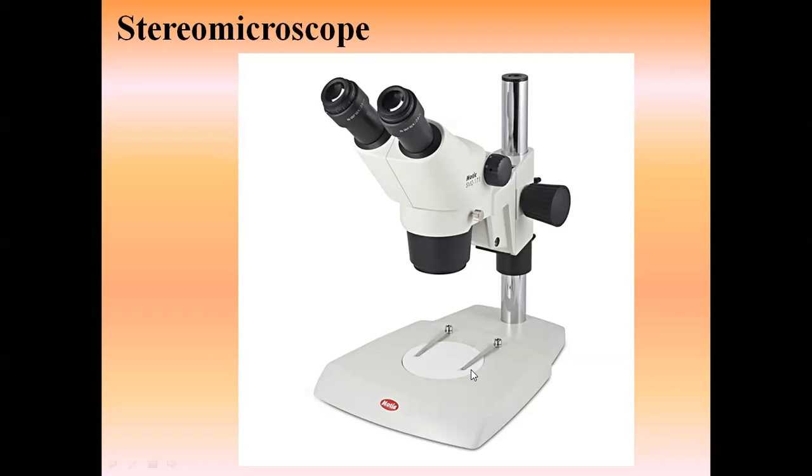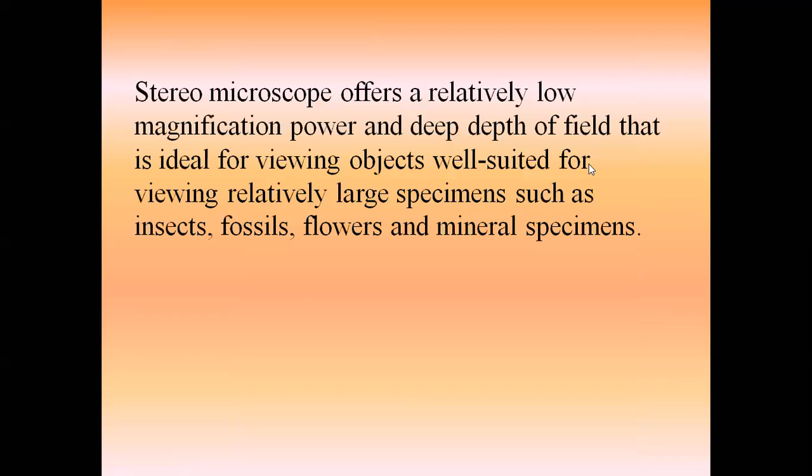So those kind of samples we can easily see in this stereo microscope. Whereas if you see that thing in the compound microscope, the things will not be visible. So the stereo microscope offers a relatively low magnification power. That is one drawback, and a deep depth of field. So this is your advantage. It is well suited for viewing relatively large specimens such as insects, fossils, that is the remains, flowers, and mineral specimens. So if you have to see these kinds of samples, you will have to use your stereo microscope.